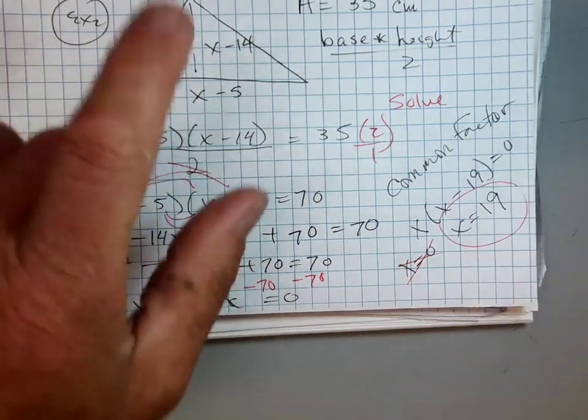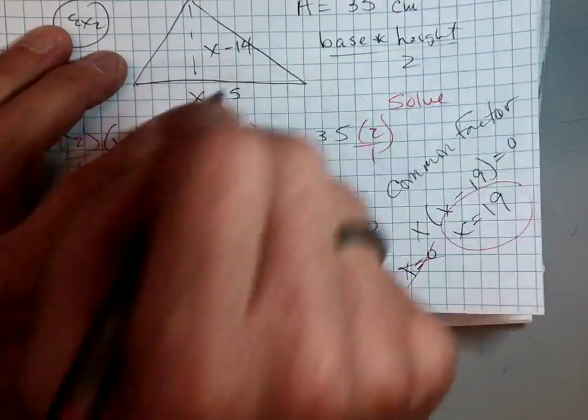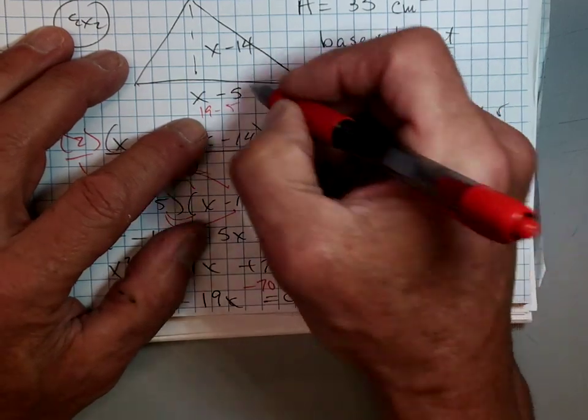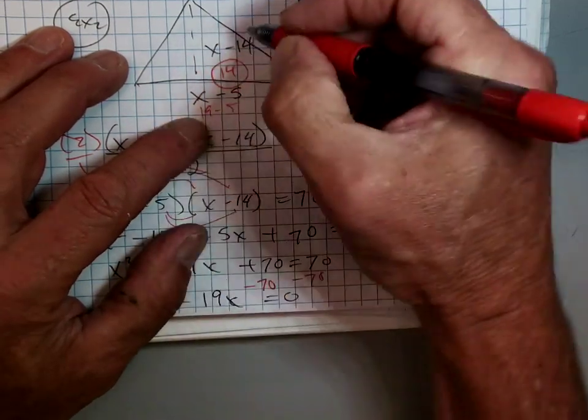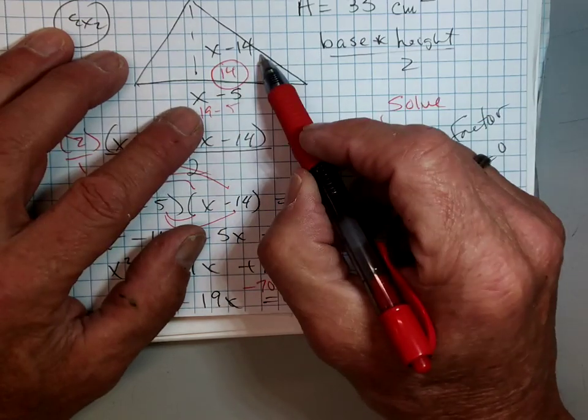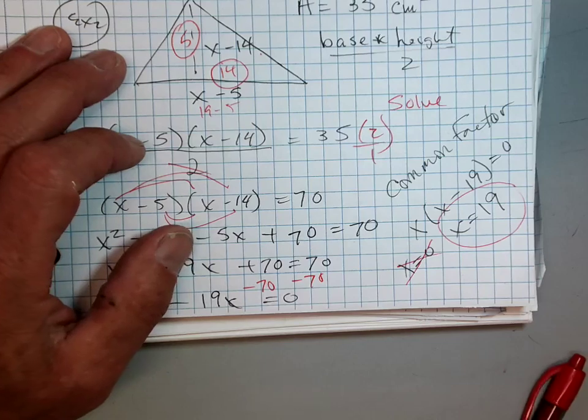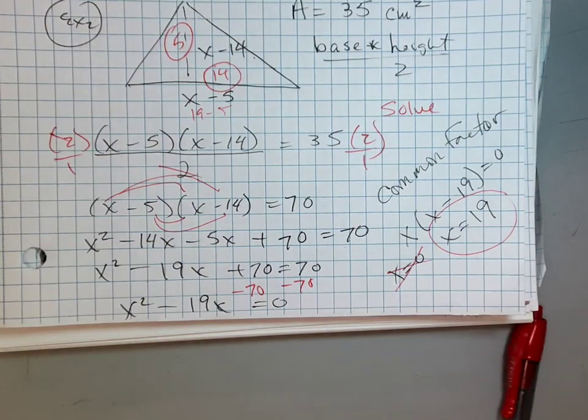So that means this length, which is now 19 minus 5, this length is now 14. So I've got one answer. 14 is the base. If this is 19, 19 minus 14 is 5, and there's my height. Okay? And that's all I have for you today.